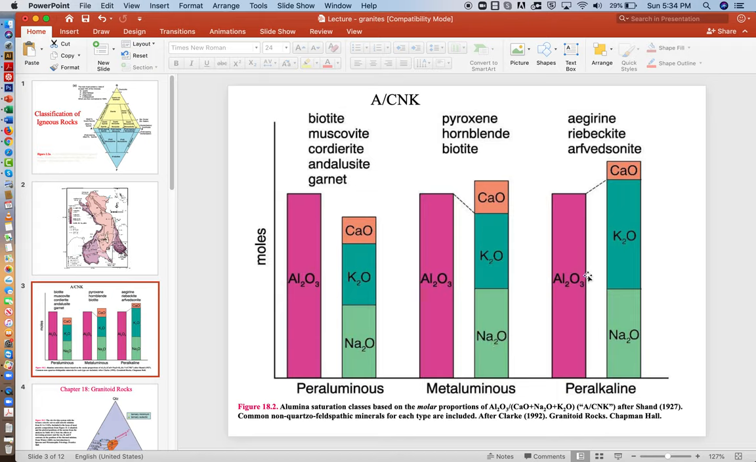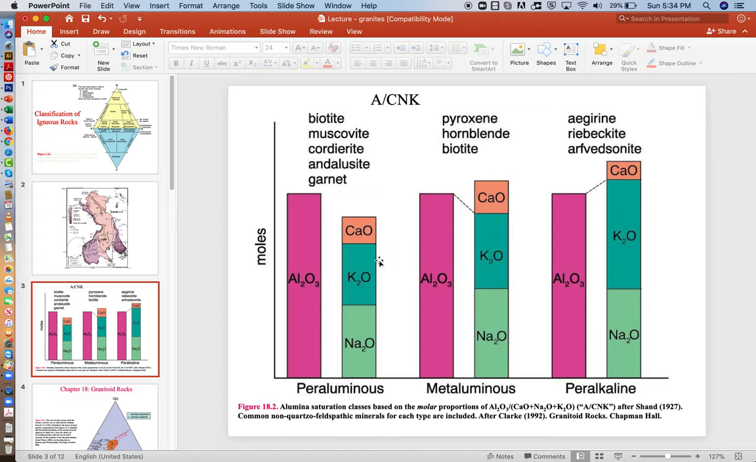And the peralkaline case is where there's so little aluminum or so much potassium and sodium that potassium and sodium alone outmatch the aluminum. So notice here, together when we add calcium, potassium, and sodium, all three exceed aluminum. But if we take out calcium, then the total alkalis, potassium and sodium, are still less than aluminum. That's not the case here. But again, these are rare.